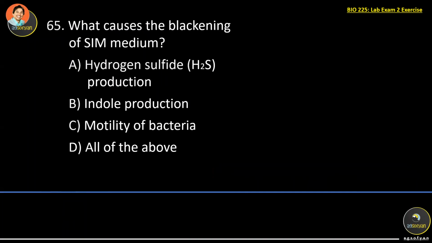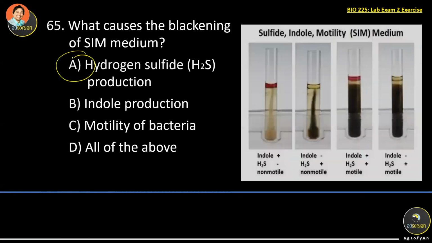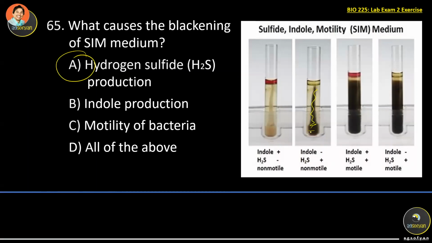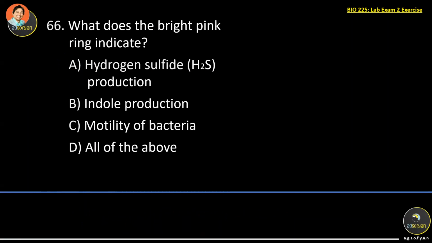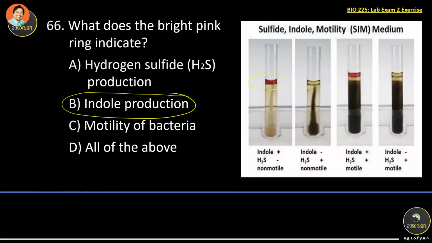Okay, now look at the result over here. What caused the blackening of the SIM medium? The blackening is production of hydrogen sulfide. Okay, so the blackening over here is the production of hydrogen sulfide. What does the bright pink ring indicate? A, B, C, or D? Okay, remember the ring is related to indole production, which is here and here. Okay, so that's a positive result for indole.